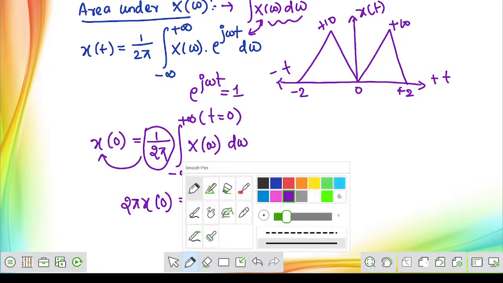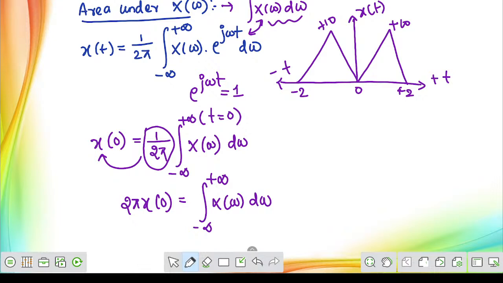So whenever area under x of omega is asked in the examination, what will they do? They will give the graph for x of t, but in the question they will be asking the integral of x of omega into d omega. How will you give the answer? You must observe the point at t equal to 0. What is the value of the magnitude, sir? 0. This is approaching 0, isn't it? So the x of 0 value will be 0.